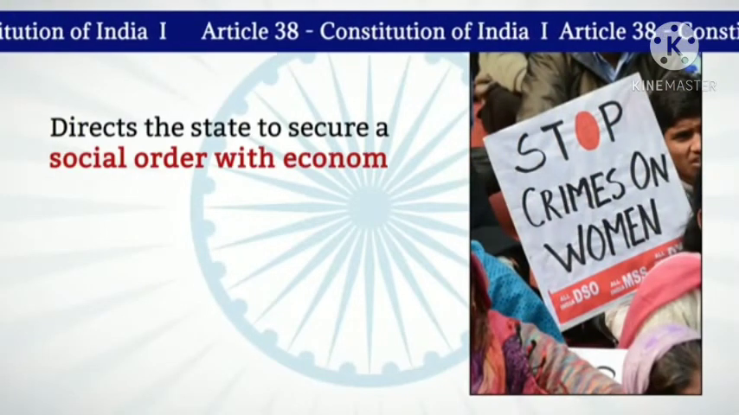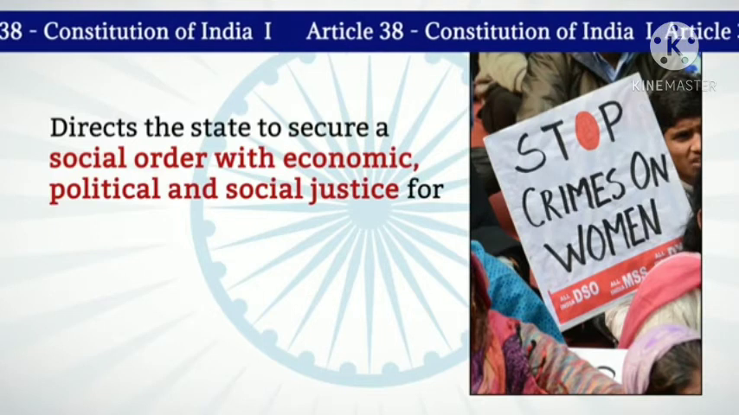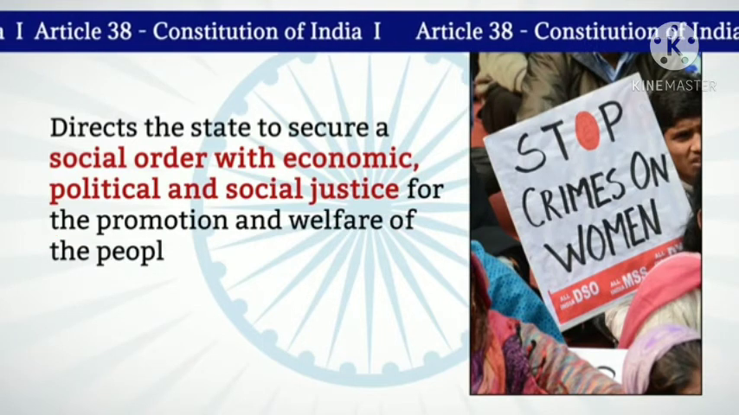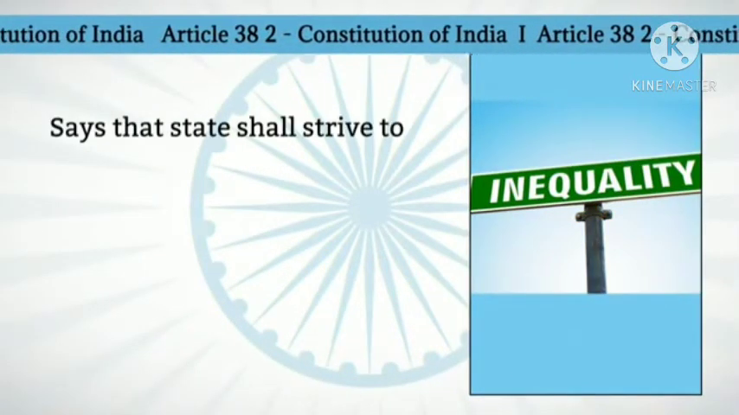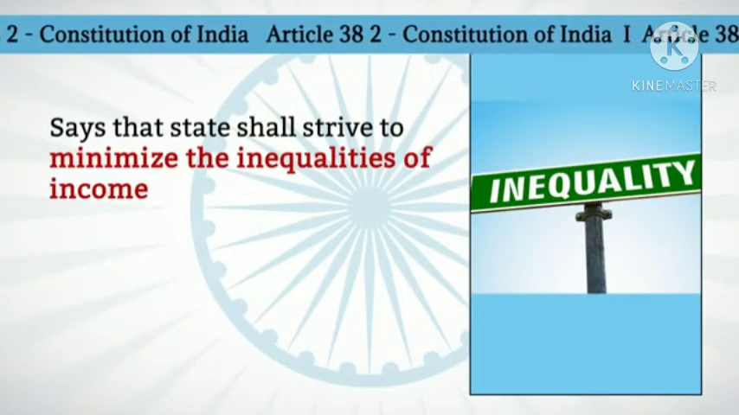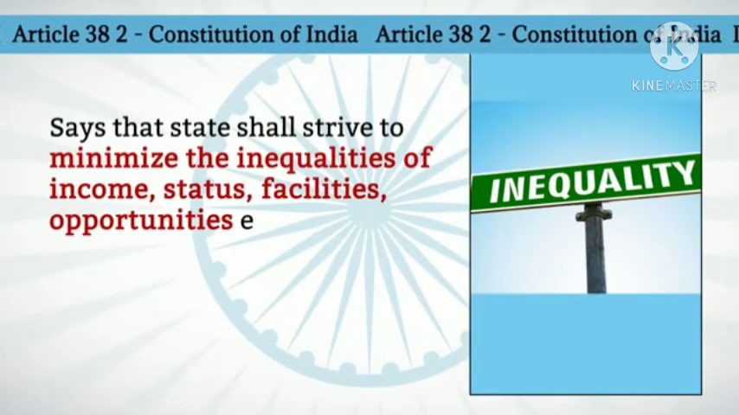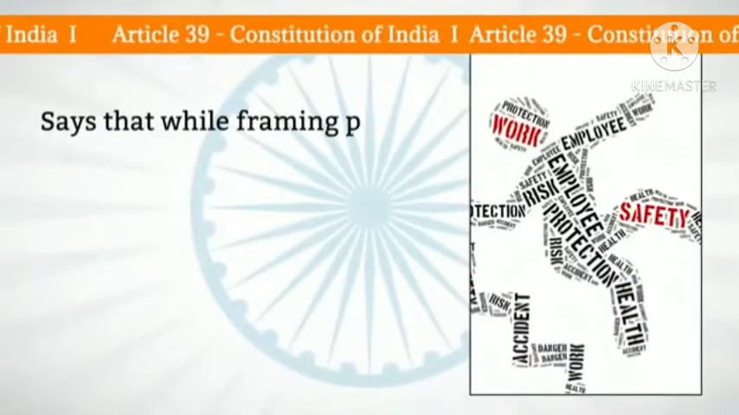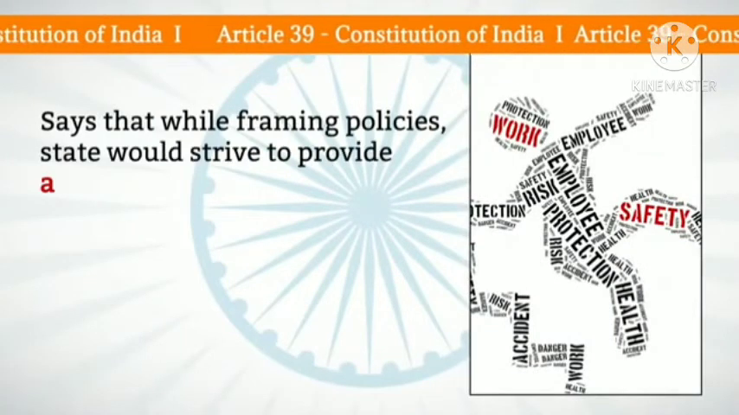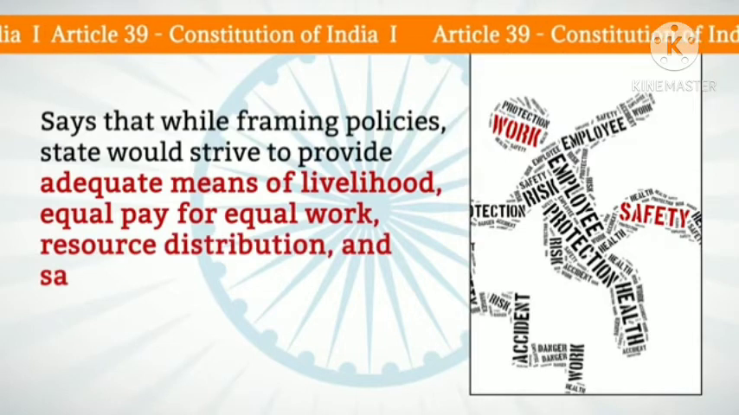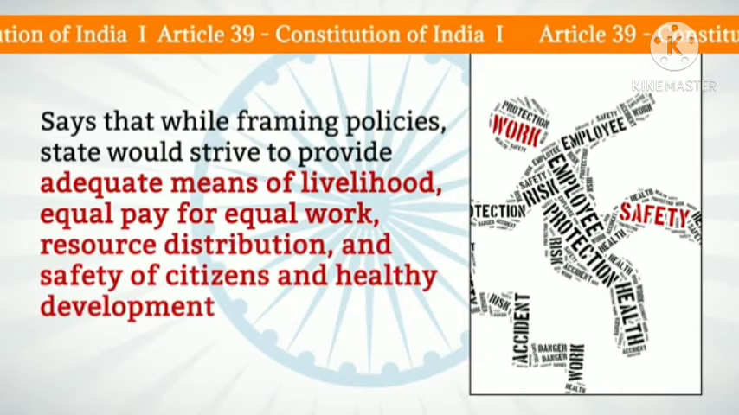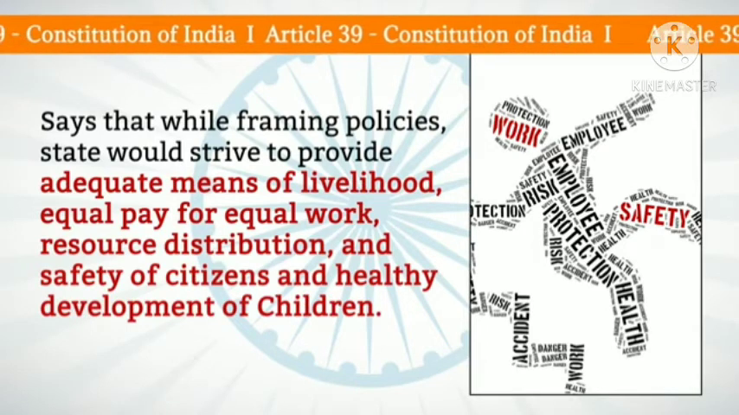Article 38 directs the state to secure a social order with economic, political and social justice for the promotion of the welfare of the people. Article 38(2) says that the state shall strive to minimize the inequalities of income, status, facilities, opportunities, etc. Principles of policy says that while framing policies, the state will strive to provide adequate means of livelihood, equal pay for equal work, resource distribution, safety of citizens and healthy development of children.